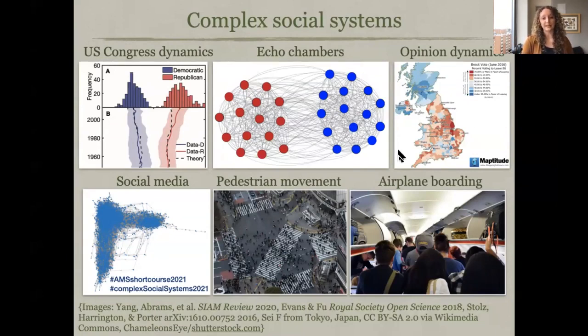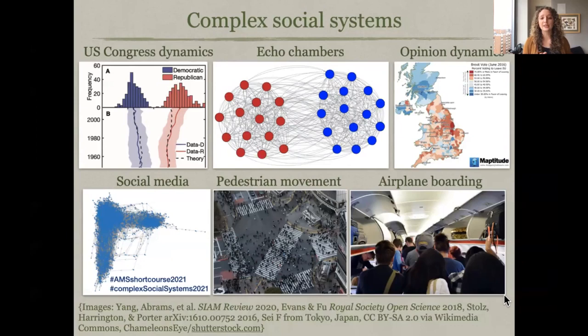On social media, we can think of echo chambers forming where people are kind of self-organizing with folks of the same ideology. Hopefully we have social media spread of our hashtags going on right now. And so we can look at how the network dynamics lead to the spread of these hashtags. Heather and Daryl are going to talk more about networks tomorrow. Like I said, there are also things like pedestrian movement and airplane boarding.